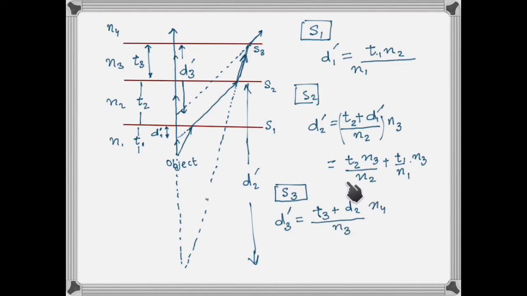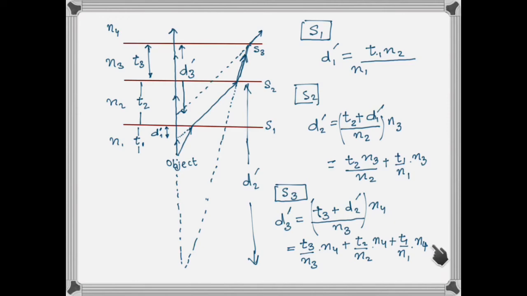So t3 plus d2 dash, and light is now moving from n3 to n4. So n3 upon n4, so n4 will go on the upside. And just put the value of d2 dash, which you have found at this point, and solve. So this relation is obtained. Again you see the same pattern is repeated. Now light has moved through T1, T2 and T3, and it is finally in N4 medium. Therefore we have the T1 by N1 term, T2 by N2 term, T3 by N3 term, and all terms are multiplied by N4 because light is now in N4 medium.